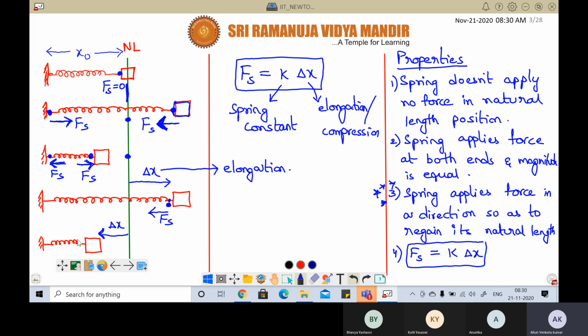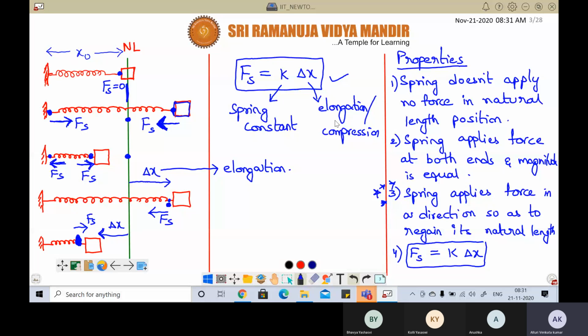Now what is the direction of spring force at this point? Which side will it be? Right side. That is Fs. How much is this Fs? K delta x. What is K? Spring constant. And delta x is called compression in this case, or it can even be elongation. Correct.